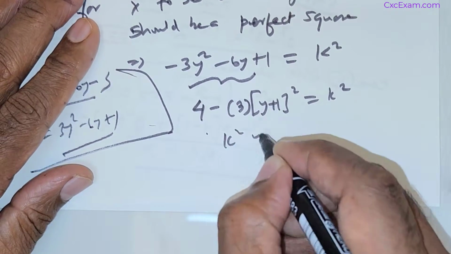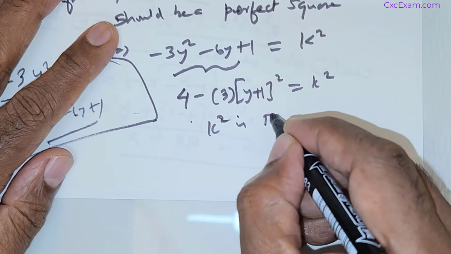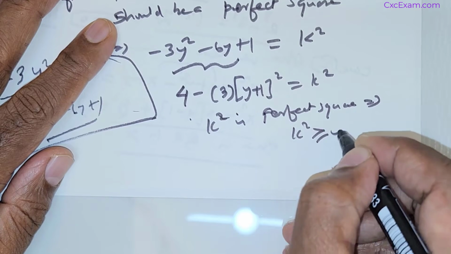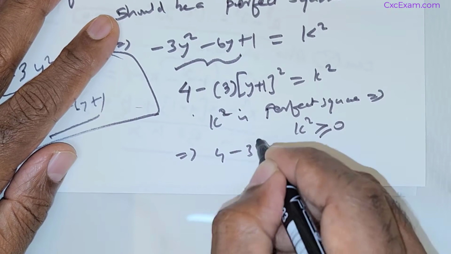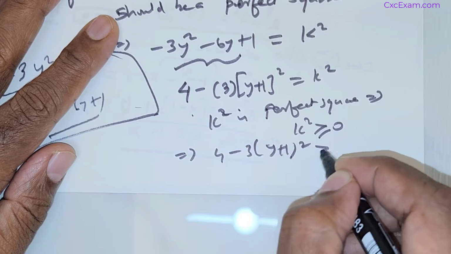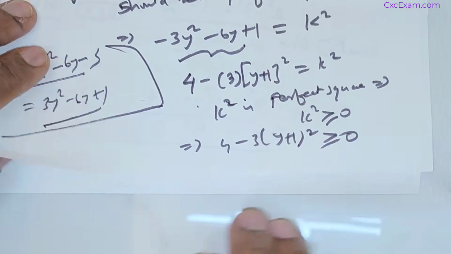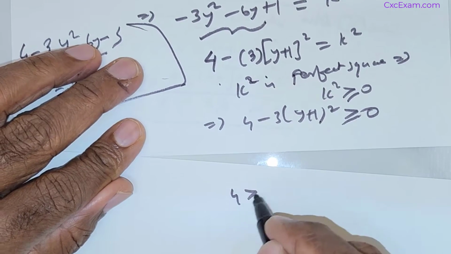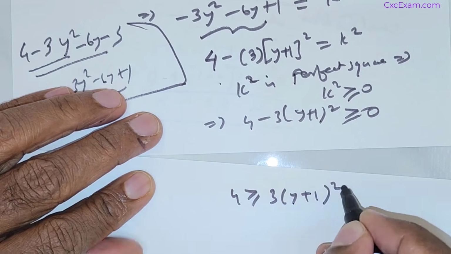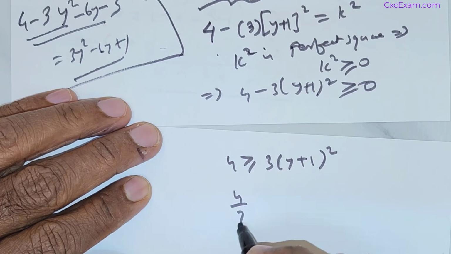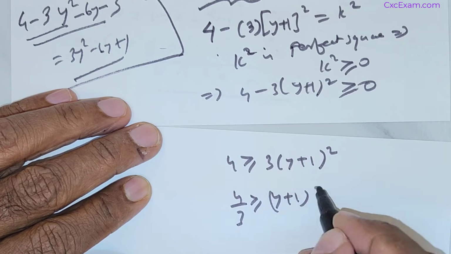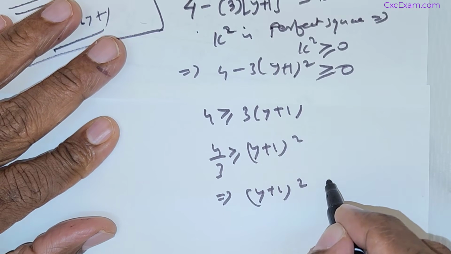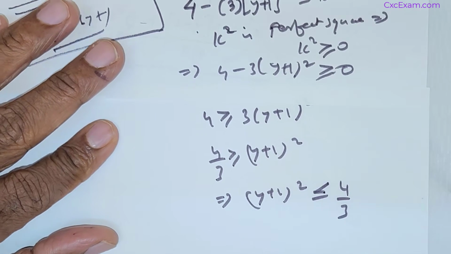Now clearly k squared is a perfect square, right? So this means k squared is greater than or equal to 0. Now this in turn means 4 negative 3 times of y positive 1 the whole squared is greater than or equal to 0. So this in turn means 4 is greater than or equal to 3 times of y positive 1 the whole squared. This means 4 over 3 is greater than or equal to y positive 1 the whole squared. So I'm going to write this as y positive 1 the whole squared is less than or equal to 4 over 3.